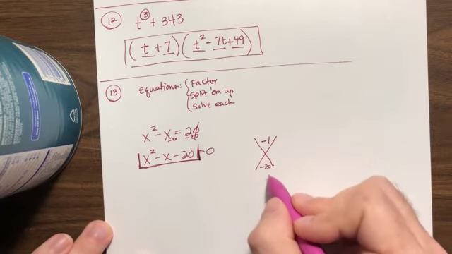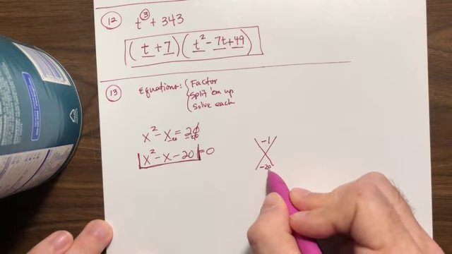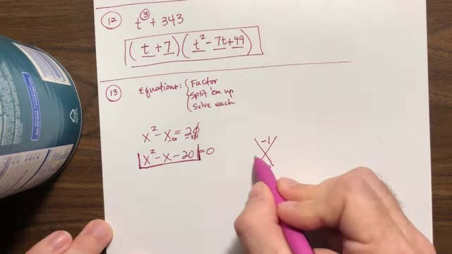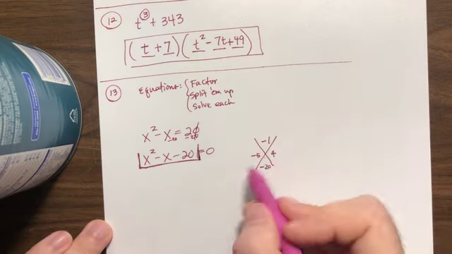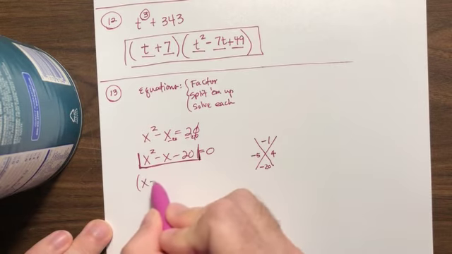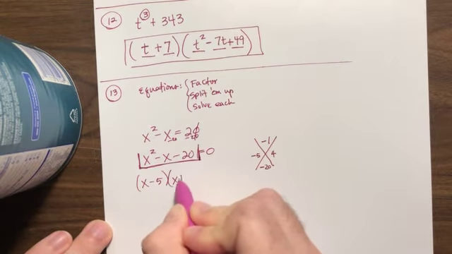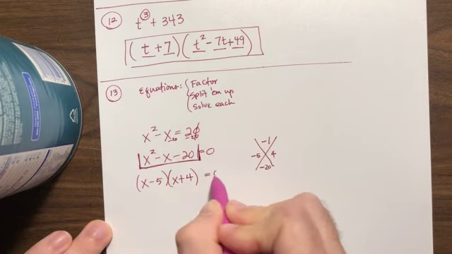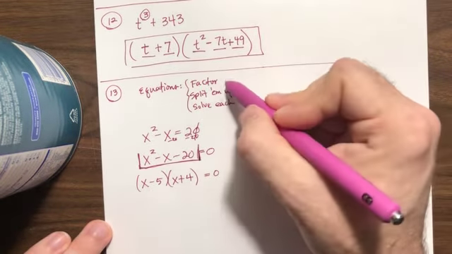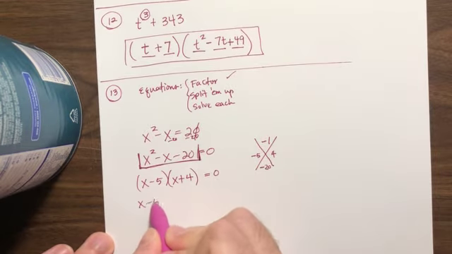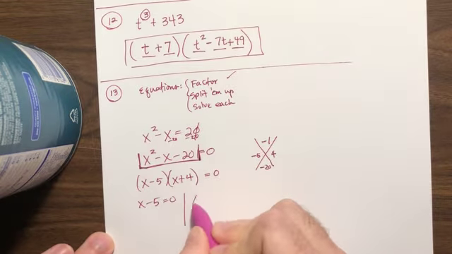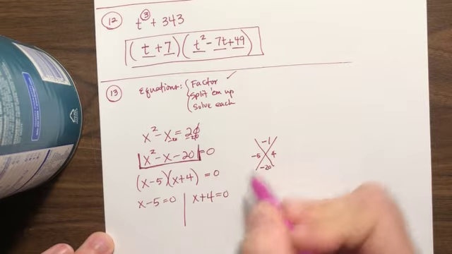So I've got this set up and I'm going, okay, what numbers multiply to give me 20 but subtract to give me -1? That's -5 and +4. So I'm going to write x minus 5, x plus 4 as my factors equal to 0. So factor, check. Now I'm going to split them up. X minus 5 is equal to 0, and x plus 4 is equal to 0.